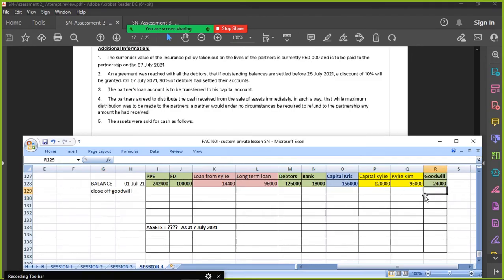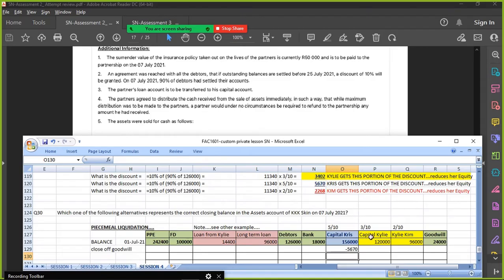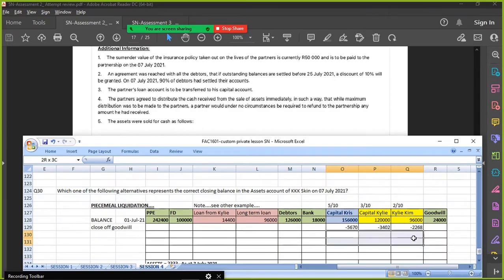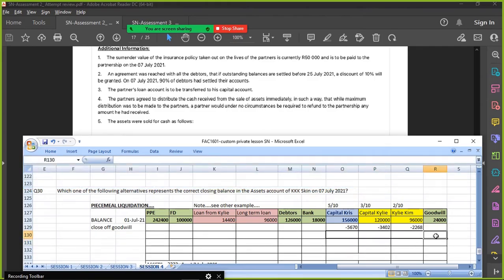Okay, so each partner gets a share of this. Because we've calculated it, I'm just going to use what I've got. Minus Chris. Chris got this. Kylie got this. Kim got this. Okay, and then I need subtotals. Okay, goodwill is obviously going to be 0 now. Okay, it's closed off. Make sense? Yeah.